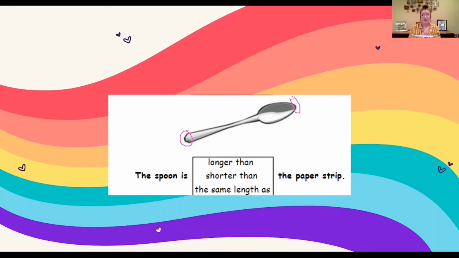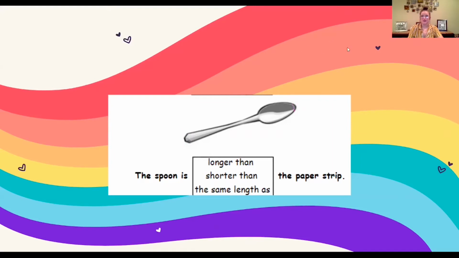So when I measure up against my computer screen, just like this, get nice and close to you guys, I think that the spoon is shorter than the paper strip because my paper strip is much longer than the spoon. So the spoon is shorter than. Nice. Did you get the same thing? Perfect.